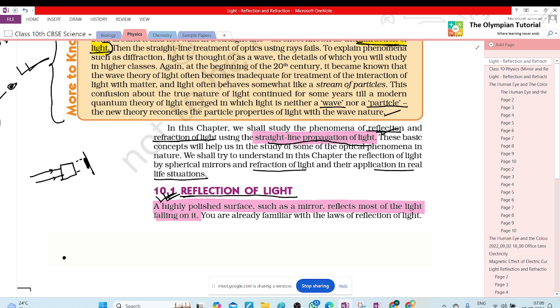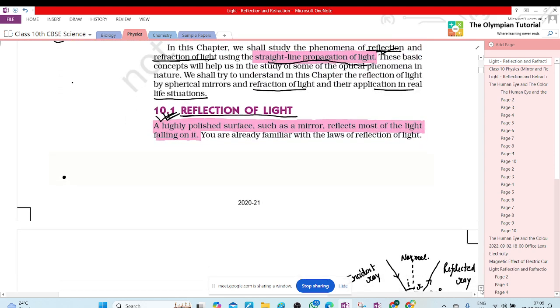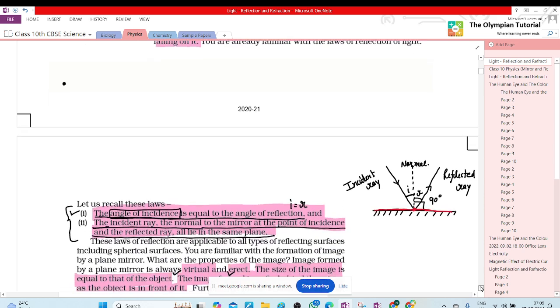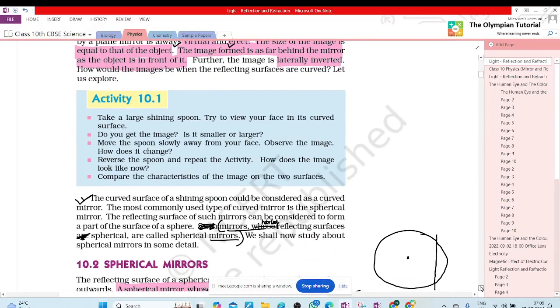We will study more about reflection. Reflection is shown by mirrors. Laws of reflection I told you. Tanya, a plane mirror you see daily. Everyone sees a plane mirror daily. So what do you observe about the image formed by the plane mirror?